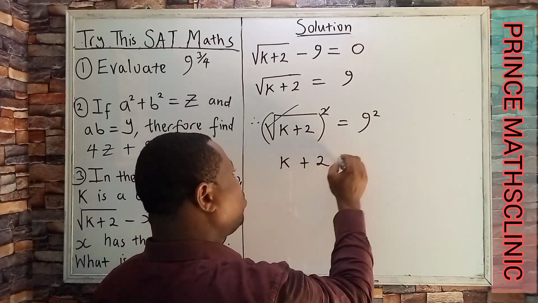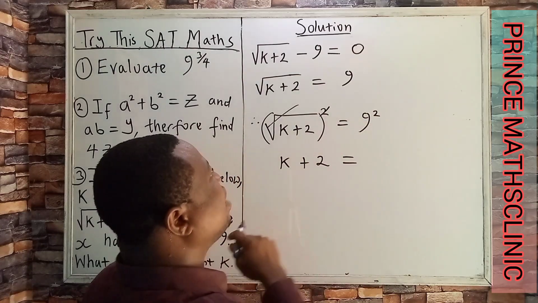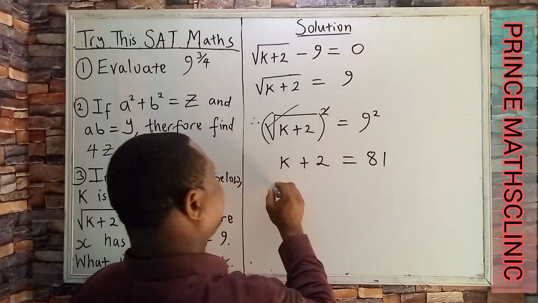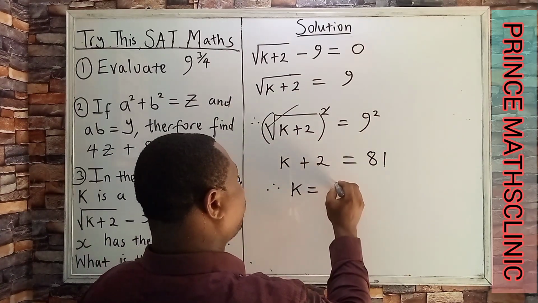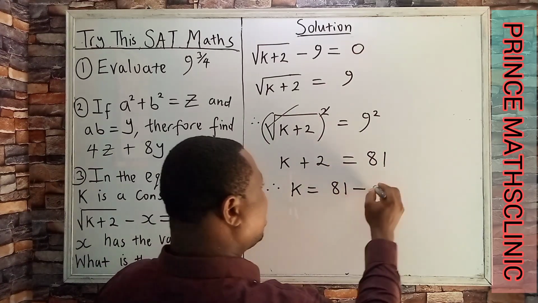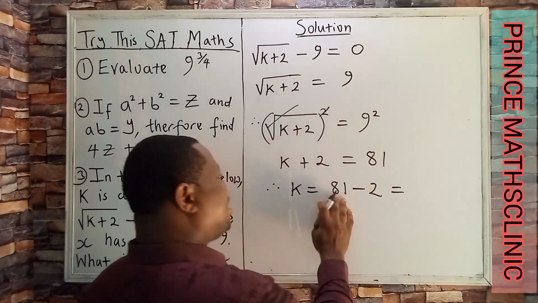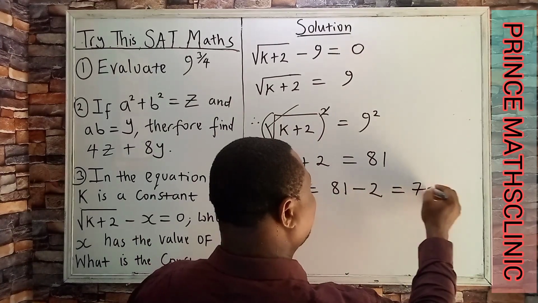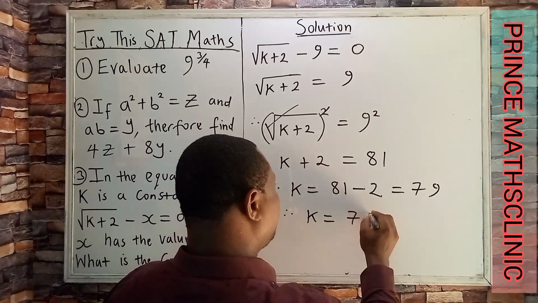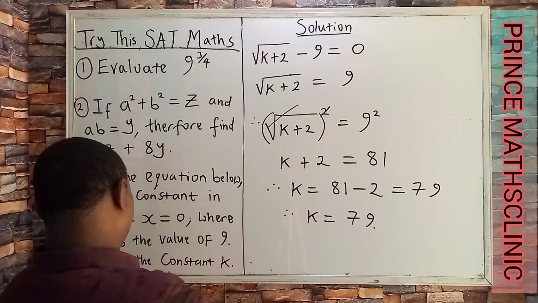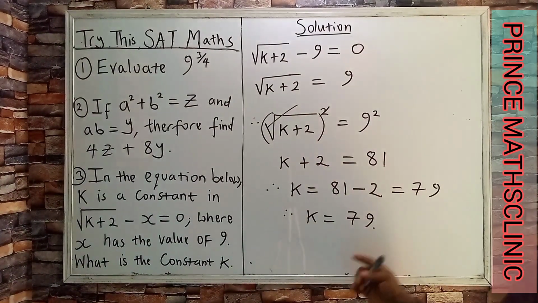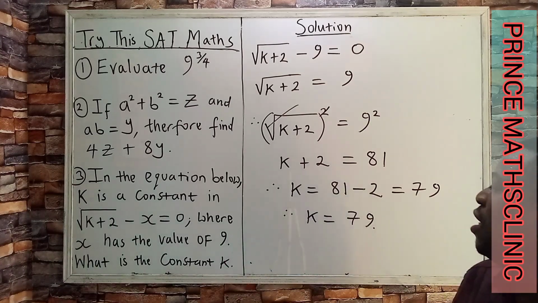So I'm left with k plus 2. Now, what is 9 squared? 9 squared means 9 times 9, which is 81. So therefore, k becomes 81. When positive 2 crosses to this side, it changes to negative 2. And 81 minus 2 gives 79. So therefore, the value of k is 79, as required by the question. The question says we should find the value of the constant k, and k is 79.